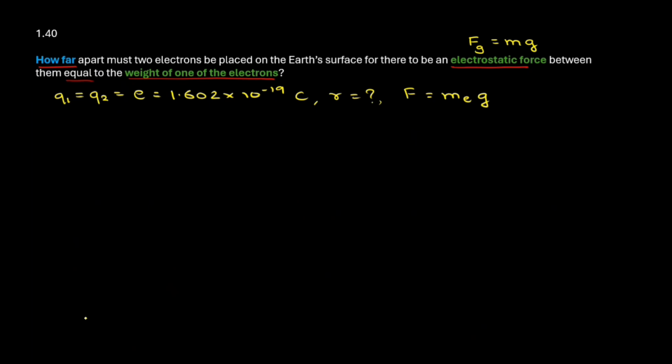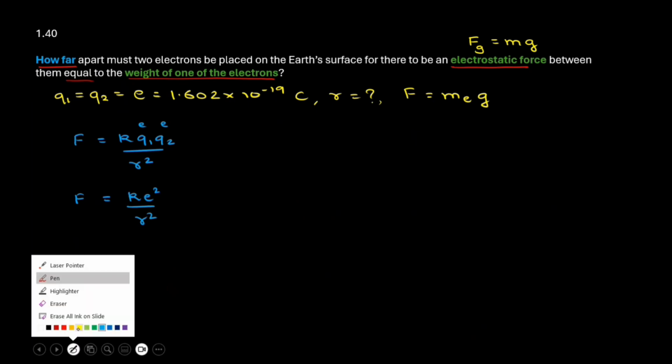So let's calculate the distance r. We will write the force F as F equals K Q1 Q2 over R squared. Both Q1 and Q2 I will write as E. So when you multiply E with E, you get E squared. So F equals K E squared over R squared. Again, you can use shift solve directly at this step to calculate the value of R if you do not wish to rearrange. We will rearrange the terms here.